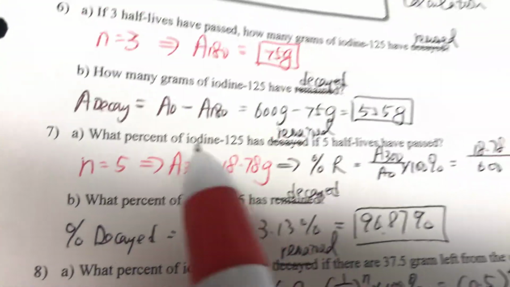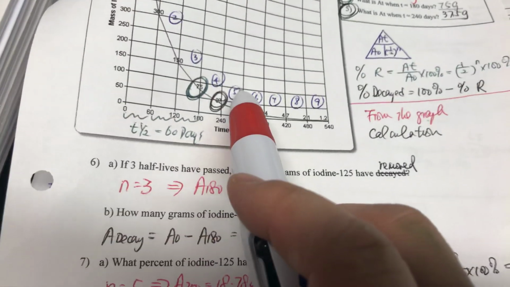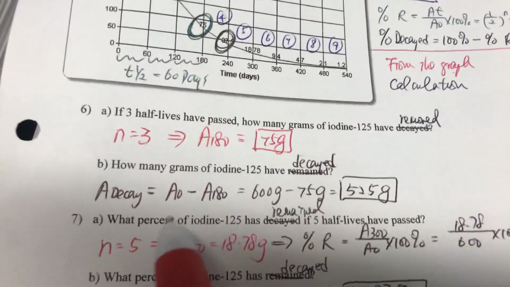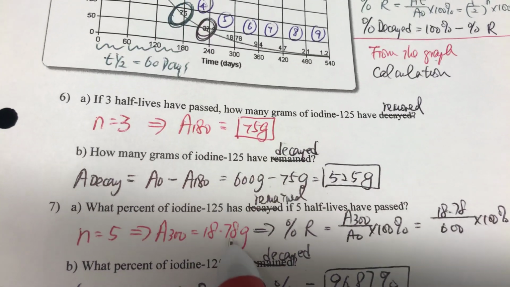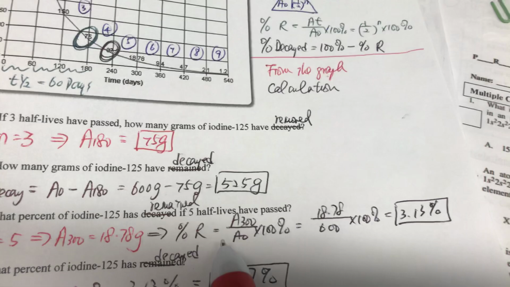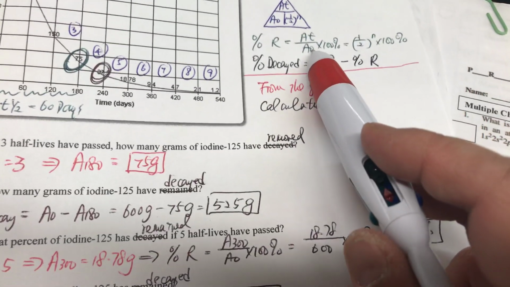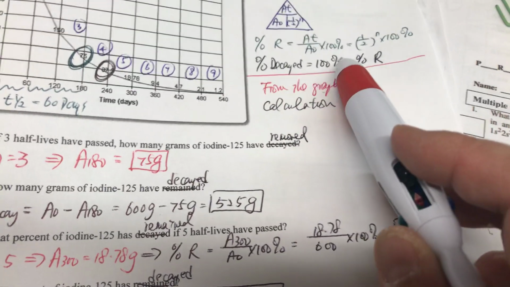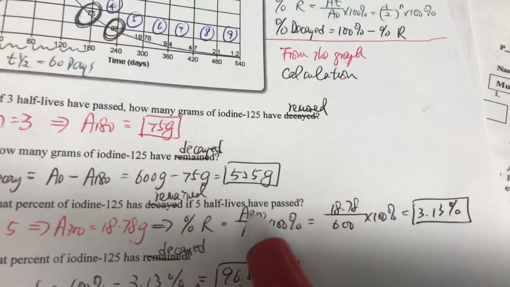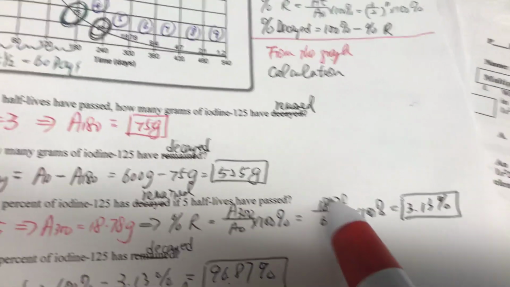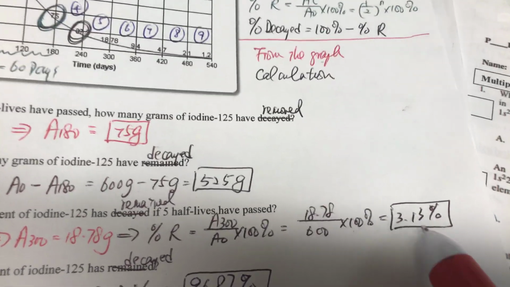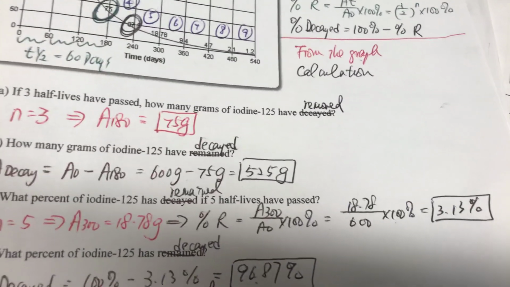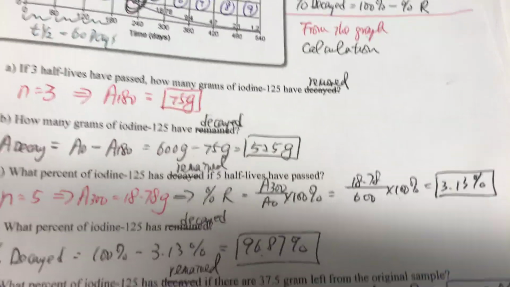So this method is the method I showed in class. If I find out the n is 5, then at time 300 days, my amount will be 18.78 grams. And then how much percent remains, I'm going to use this formula, AT over A0 times 100%. My AT is 18.78, and my A0 is 600, and then I times 100, I got 3.13. So this is one way that I showed you in class, okay?